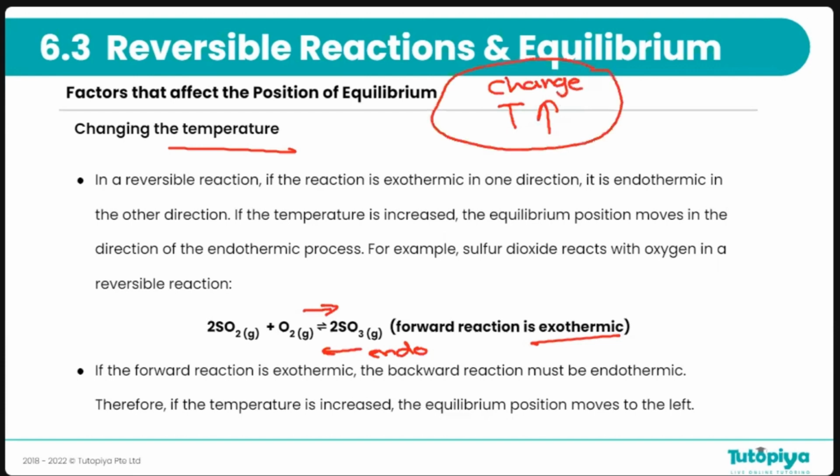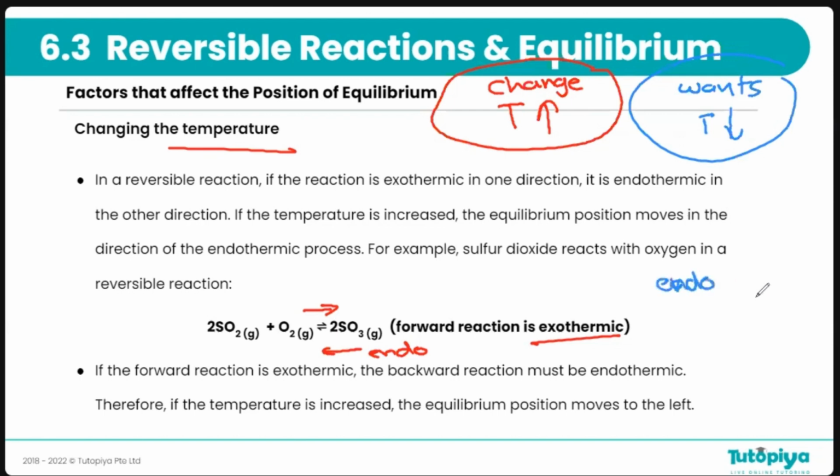Now what does the system want? The system wants to reduce the temperature, always the opposite. So to reduce the temperature, would it want to promote the exothermic reaction or the endothermic reaction? What happens if the endothermic reaction increases?